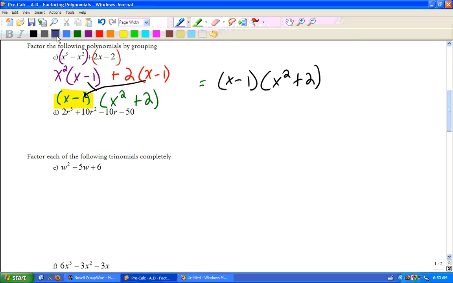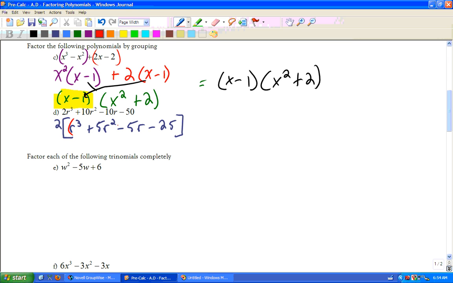This one's a little bit trickier, and not just because of a simple step: there's a greatest common factor between every term. Between 2, 10, negative 10, and negative 50, there's a greatest common factor of 2. So we're going to pull that out before the problem even begins. 2 times r cubed plus 5r squared minus 5r minus 25. At this point, we can begin our grouping.